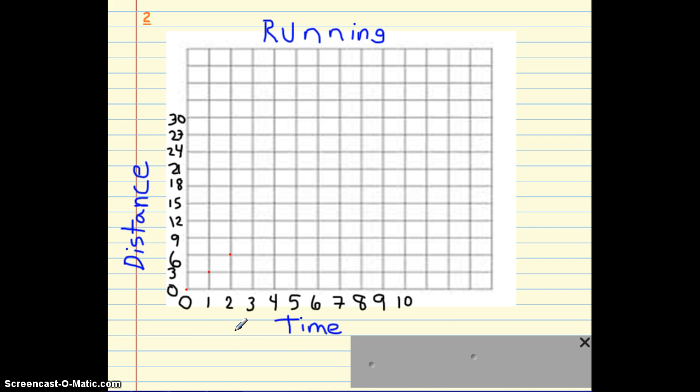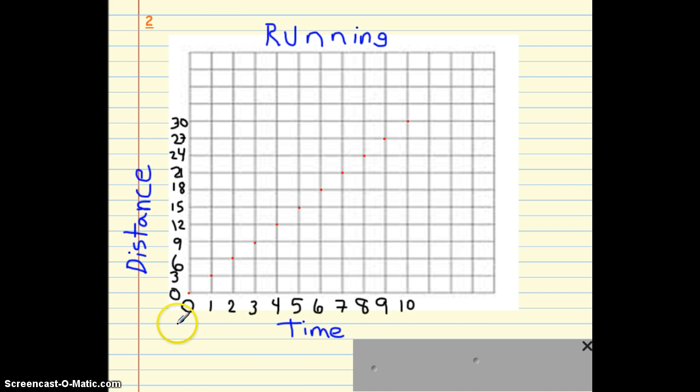Okay, go ahead and pause the video, go ahead and keep plotting all of Alita's information from the table. And you should notice now that you are done that the dots go in a nice steady pattern because she is running at a steady rate.